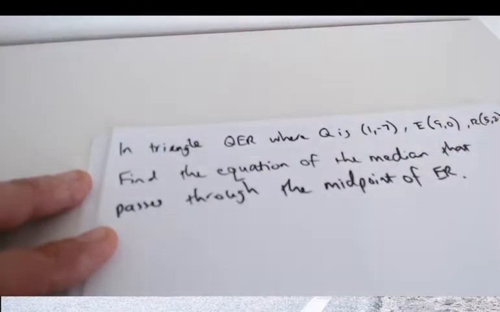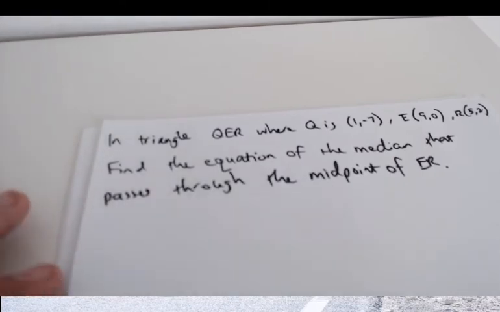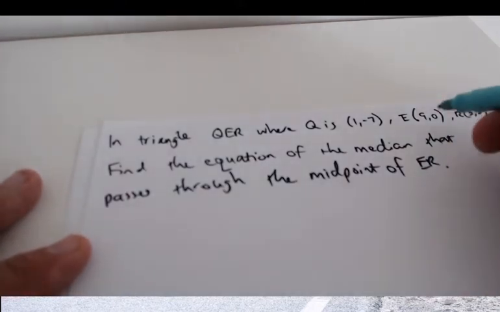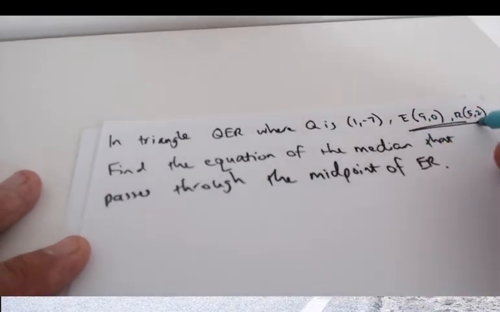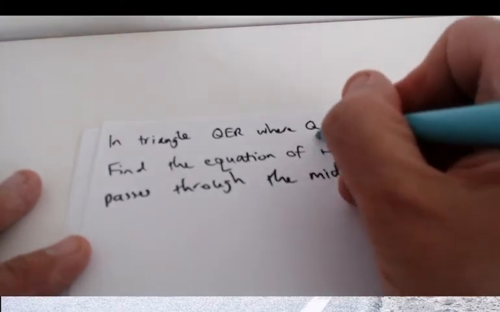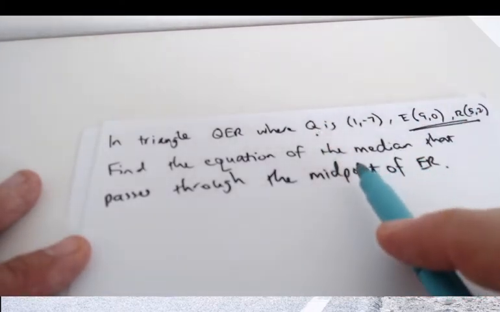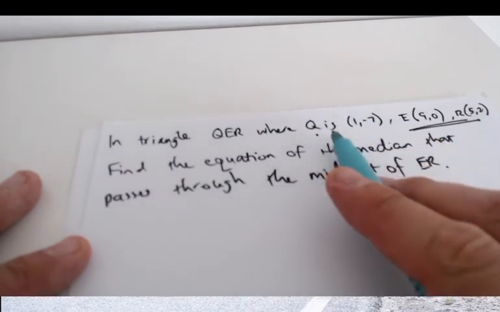Okay, so I have changed the wording of the question. I want to find the equation of the median that passes through the midpoint of ER. The difference in the wording is that before I told you where the midpoint was coming from. I told you where it was coming from, now I'm not. Now I'm telling you where it's going. So the first thing you've got to do is try and work out where it's coming from. If it's the midpoint of ER, then it must be coming from Q. That's another way of asking you for the median from Q.